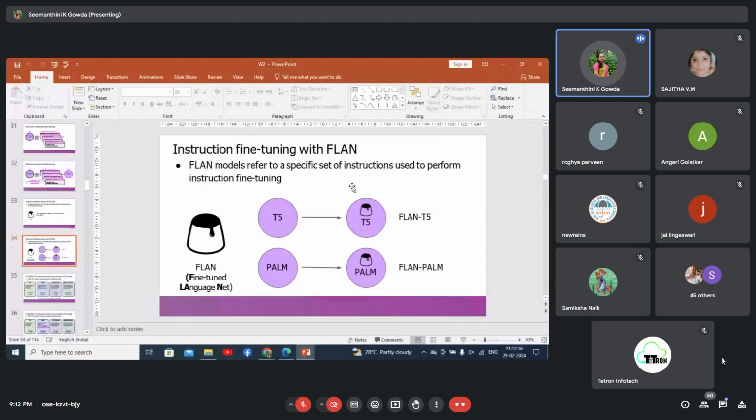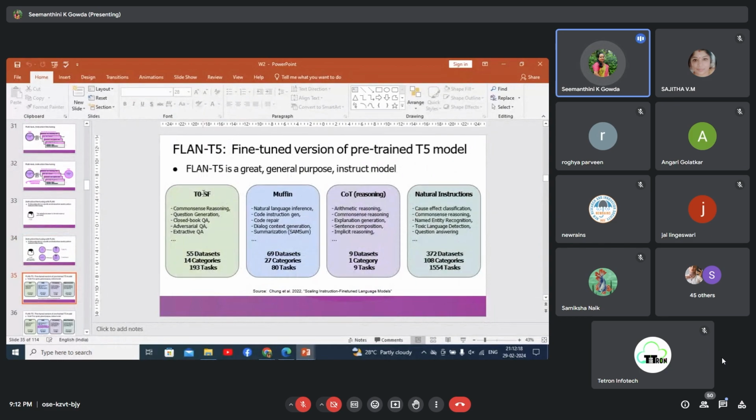Fine-tuning itself has 4 to 5 types. It can be T0-SF, Muffin, CoT, Natural Instructions. You can observe here it has 55 datasets, 69 datasets, 372 datasets. These are all the categories, datasets, and the tasks it has performed for question generation, natural language processing, code repairing, context generation, summarization, and named entity recognition. All these applications you can observe.